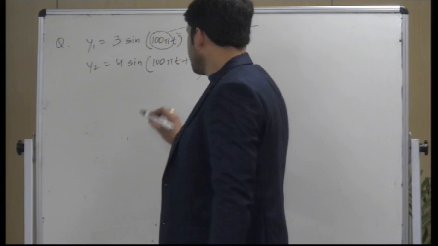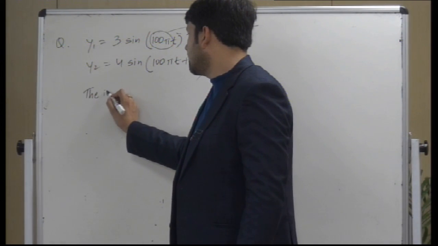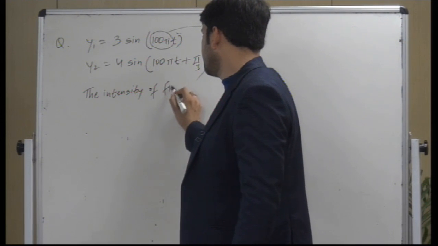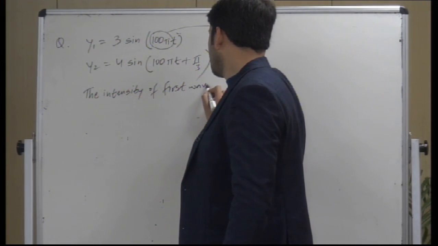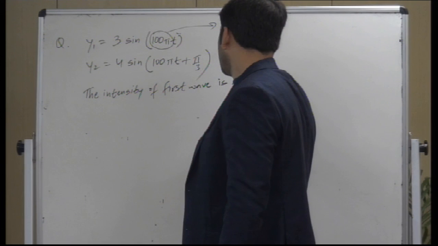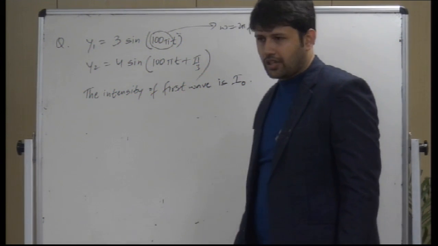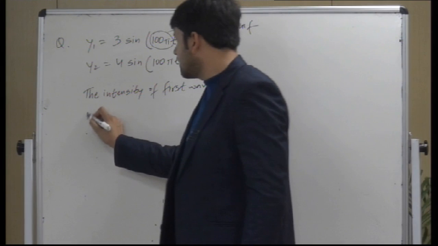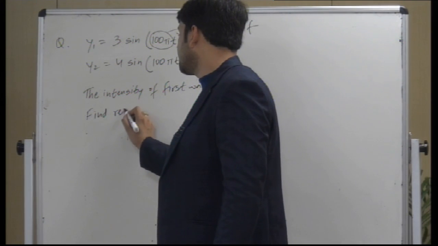What is given? The intensity of the first wave is I1, I naught. The intensity of the first wave is I naught. You have to find the resultant intensity.